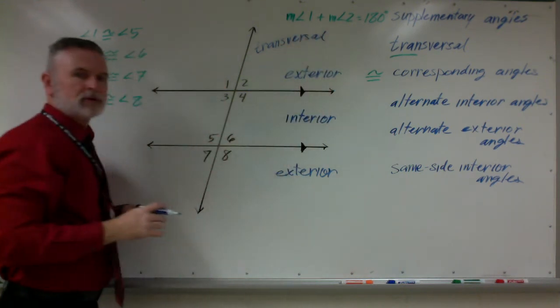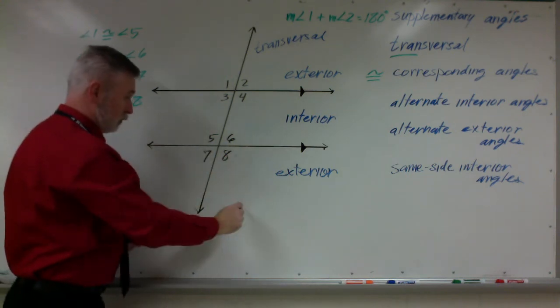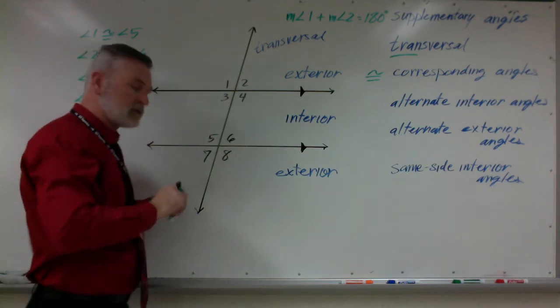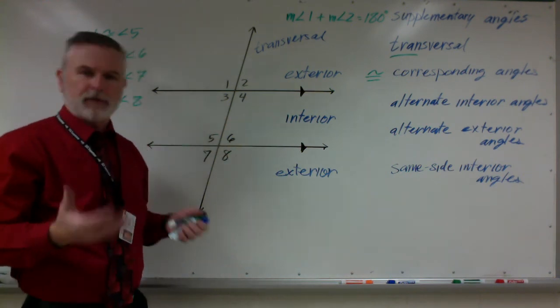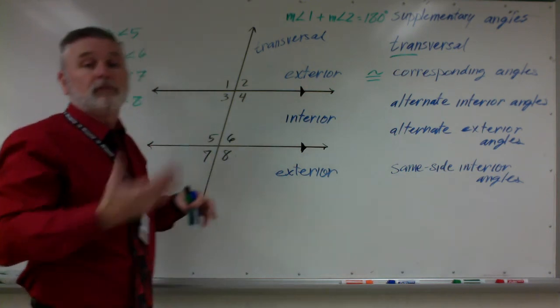And then what we're going to do is look at alternate sides of the transversal. So we're going to go one side and then the other. Just like if you were going to walk down the hallway, you alternate your feet. Left foot, right foot, left foot, right foot.